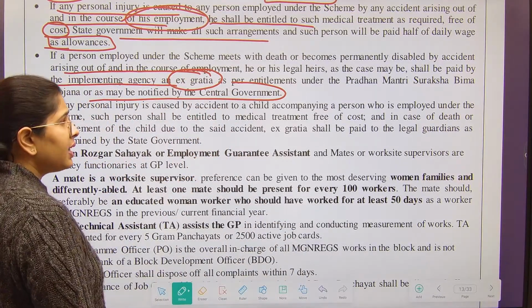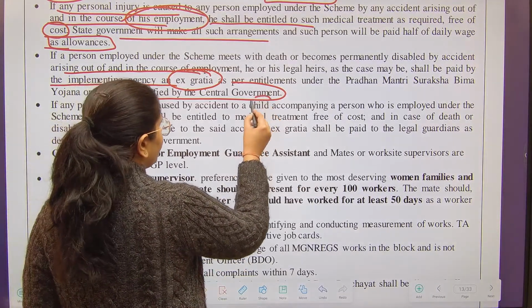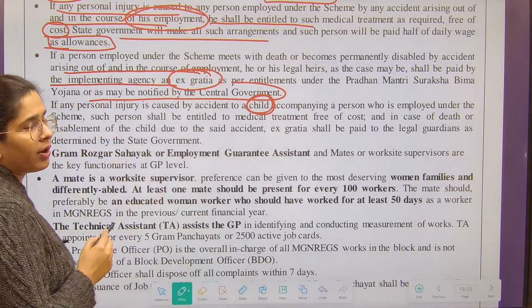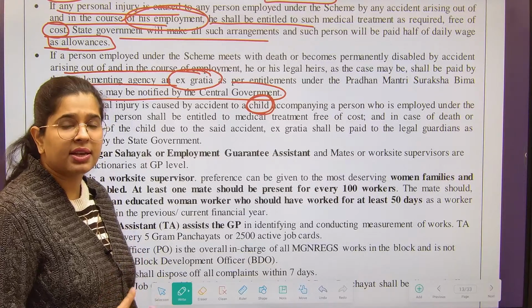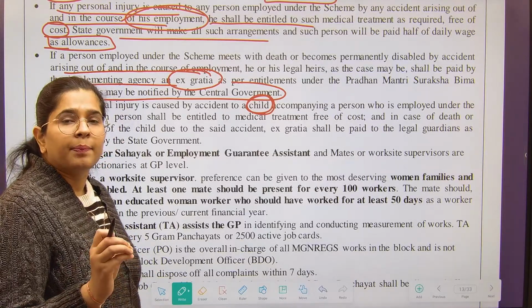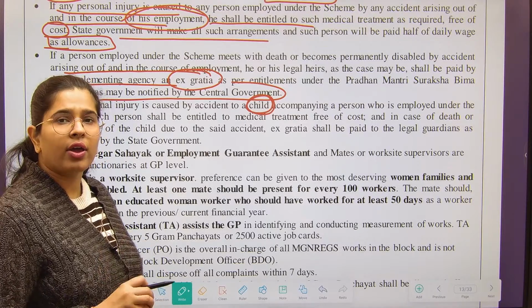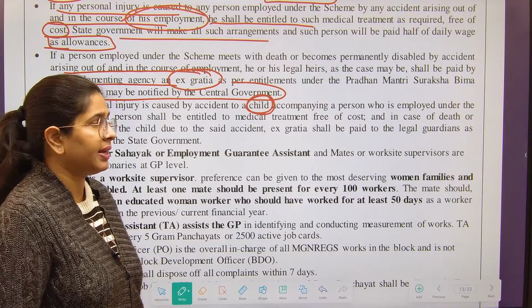So if any personal injury is caused by accident to a child, obviously in a rural setting, the government has already said that please create a facility for creche. That means government is allowing people to bring their children to the work site. Now, if these children are coming to the work site, then there are chances that they might get hurt.